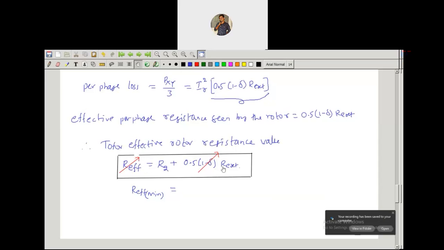So if I make delta equal to 1, where the range is delta equals 1 to 0, 0 to 1, what about 1 minus 1? It is going to be 0. So we can say the minimum value of the effective resistance is equal to the rotor resistance only. That is, we are not inserting any resistance. It is at delta equals 1, so there is no change in the rotor resistance. It is the same as its actual resistance only, right?